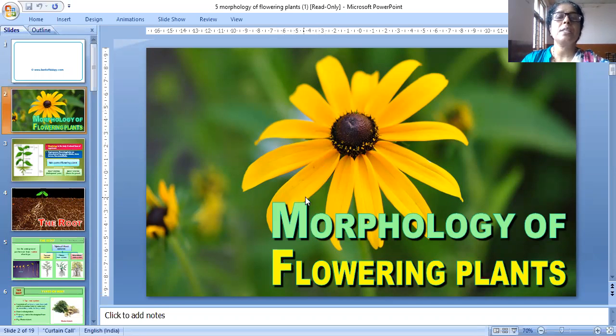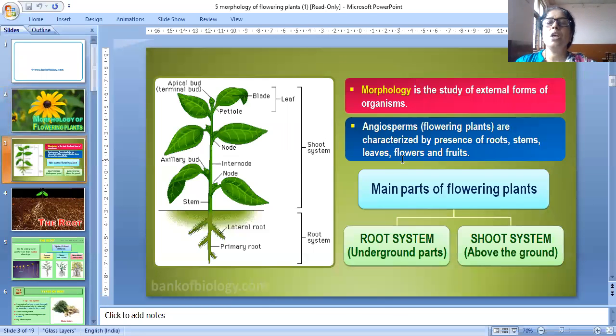We already started the lesson, and I had shown you the slides also. See this, morphology of flowering plants. Afterwards we learned that morphology is the study of external structure of organism.